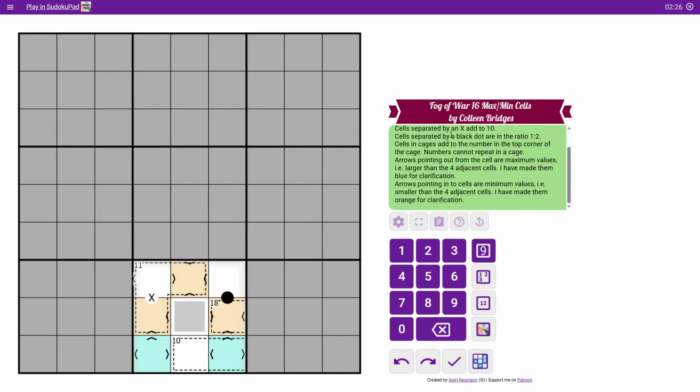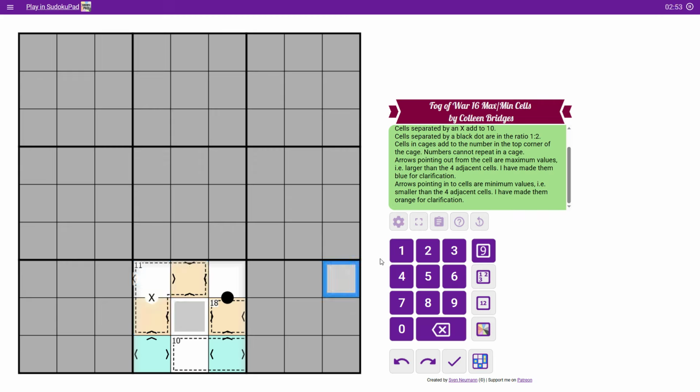Cells separated by an X add to 10. There's an X there. Those two cells have to add to 10. Cells separated by a black dot have the ratio 1 to 2. It's a standard rule we've used lots. They have to be either a 1, 2, a 2, 4, 3, 6 or 4, 8 pair. Cells in cages add to the number in the top corner of the cage. So this, for example here, they have to add to 11, and numbers cannot repeat in a cage.